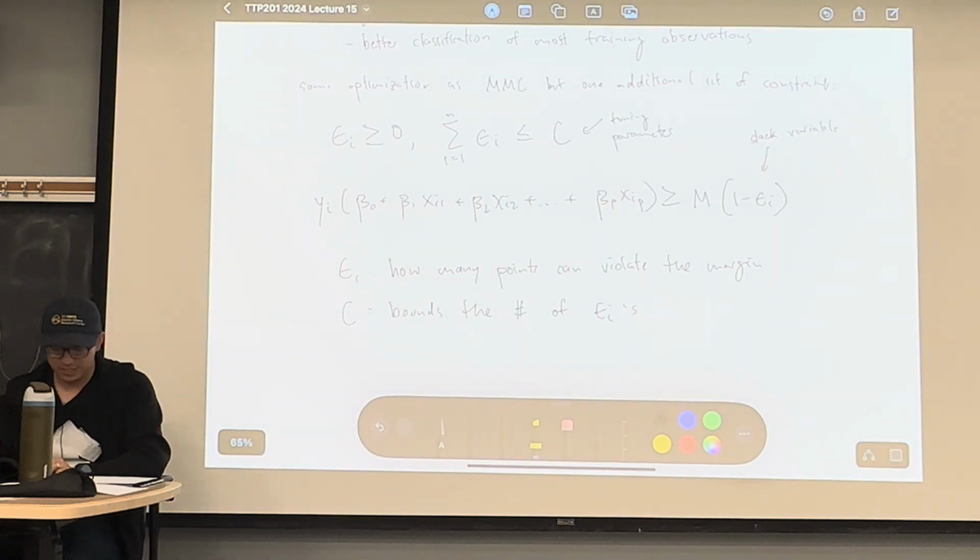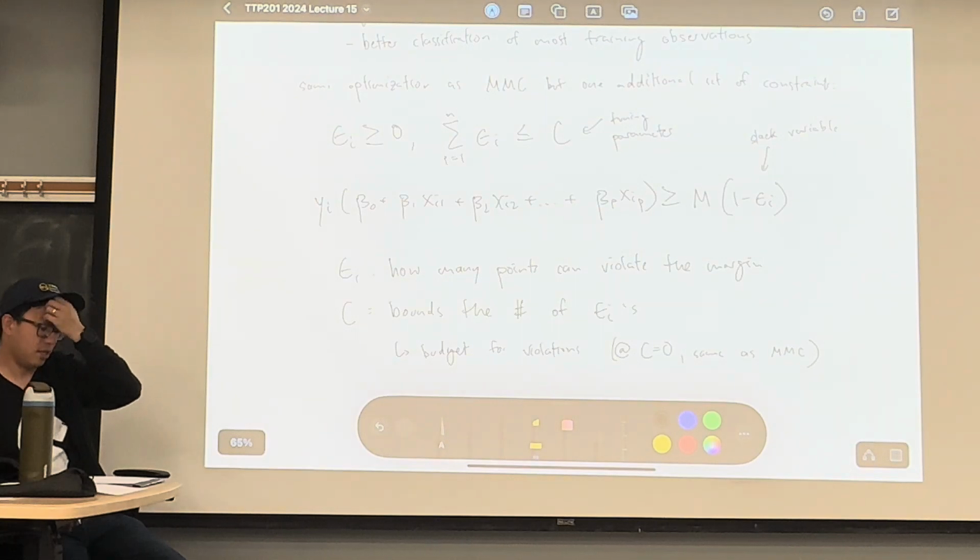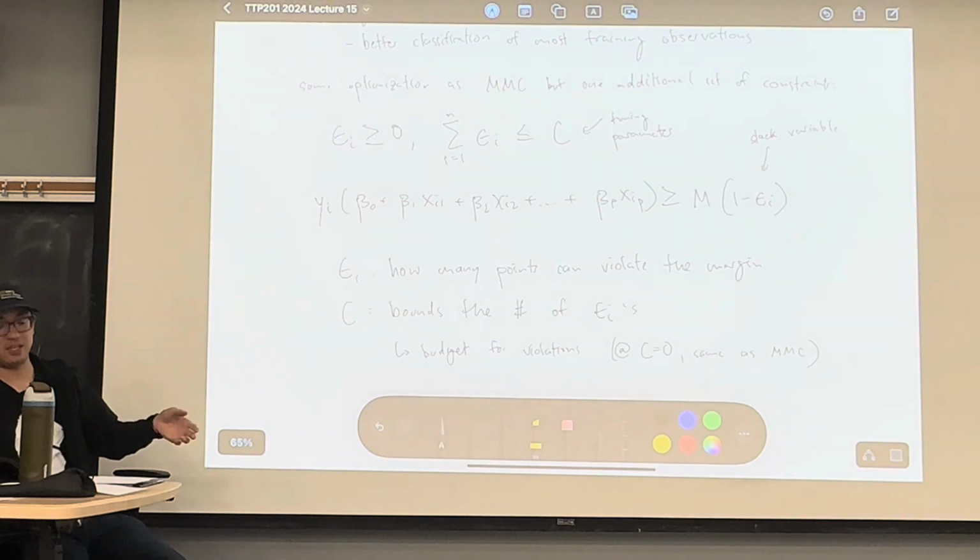So this is like your budget for violations. And at c equals 0, same as MMC. Right? If you set c equals to 0, your SVC is the same thing as the MMC.